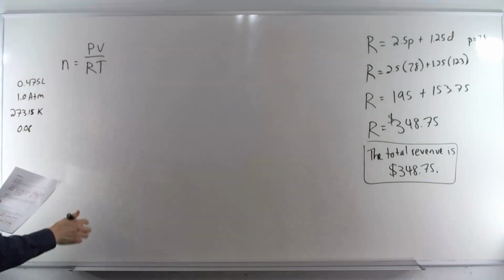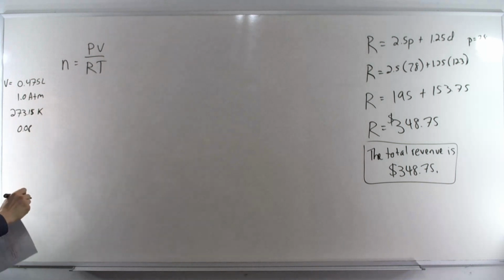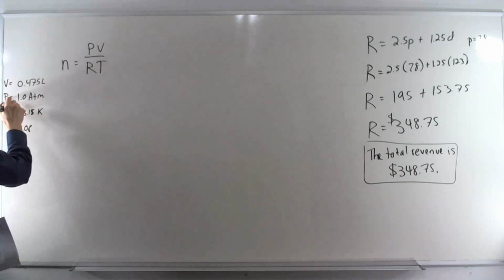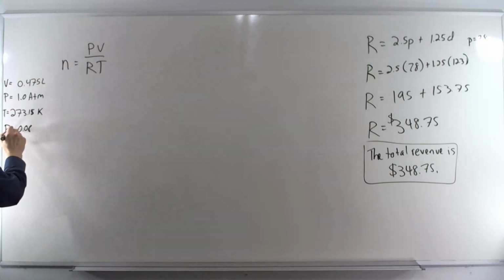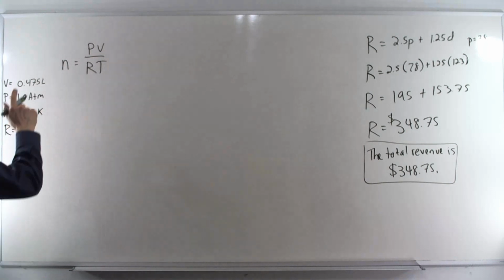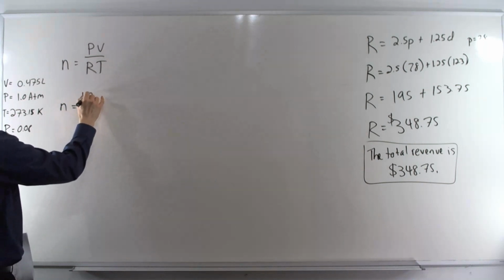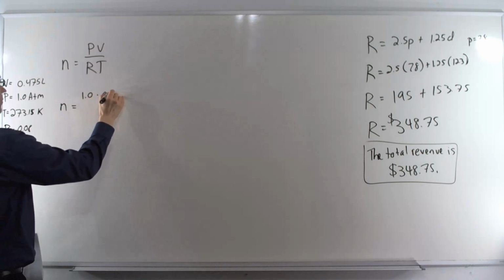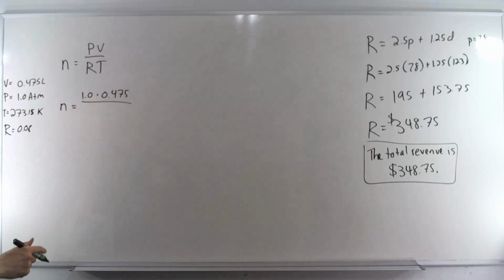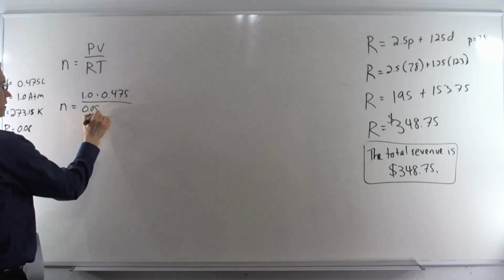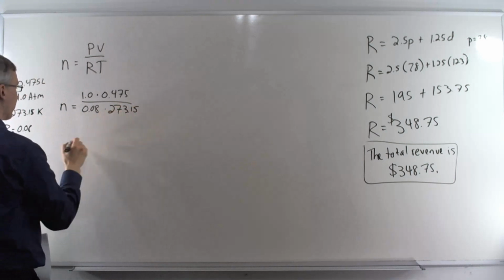All right, so as I read through this, I'm picking out these values. We've got 0.475 liters, so that's the volume. So there's V. Atmospheres, there's your pressure. Temperature is in Kelvin, so there's T. And then the ideal gas constant, 0.08. So there are the values, and we're going to plug them in here and find the number of moles. So on top we have 1 times 0.475. And on the bottom, 0.08 times temperature, 273.15.